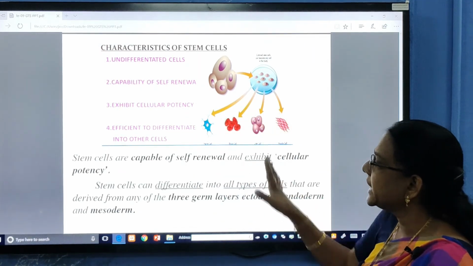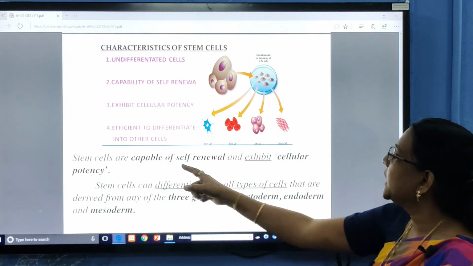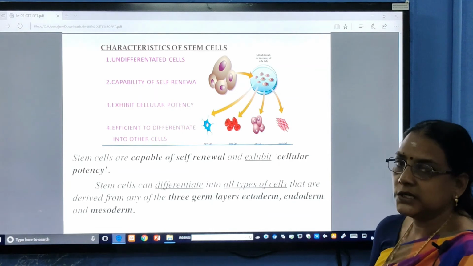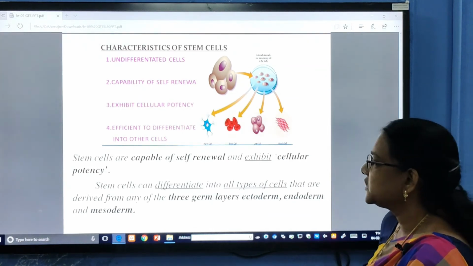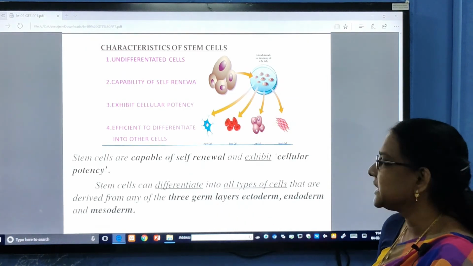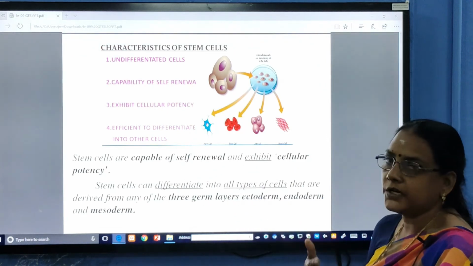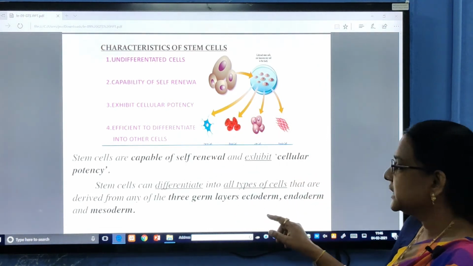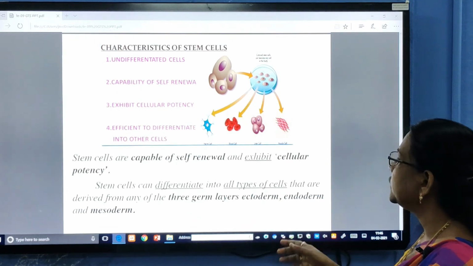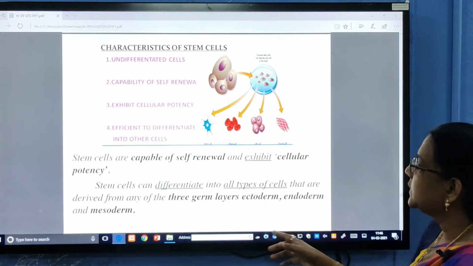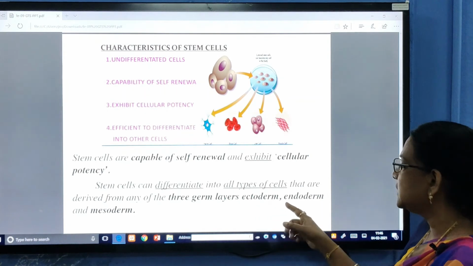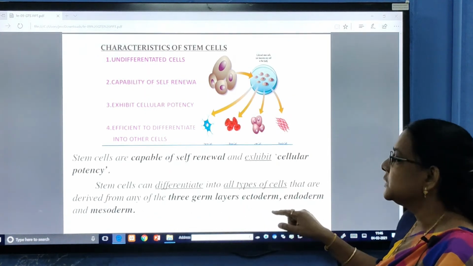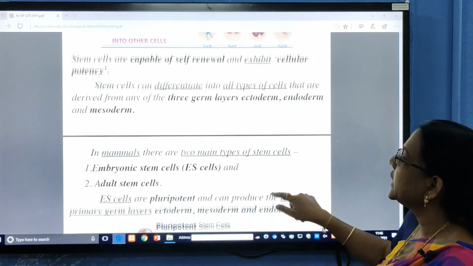So, these are the characteristic features. They are capable of self-renewal and exhibit cellular potency. That is the main agenda we have to see. What are stem cells? What is the capacity? They are capable of self-renewal and exhibit cellular potency. And next one, stem cells differentiate into all types of cells from the 3 germ layers. What are the 3 germ layers? We have ectoderm, endoderm and mesoderm. So, they have the capacity for that.